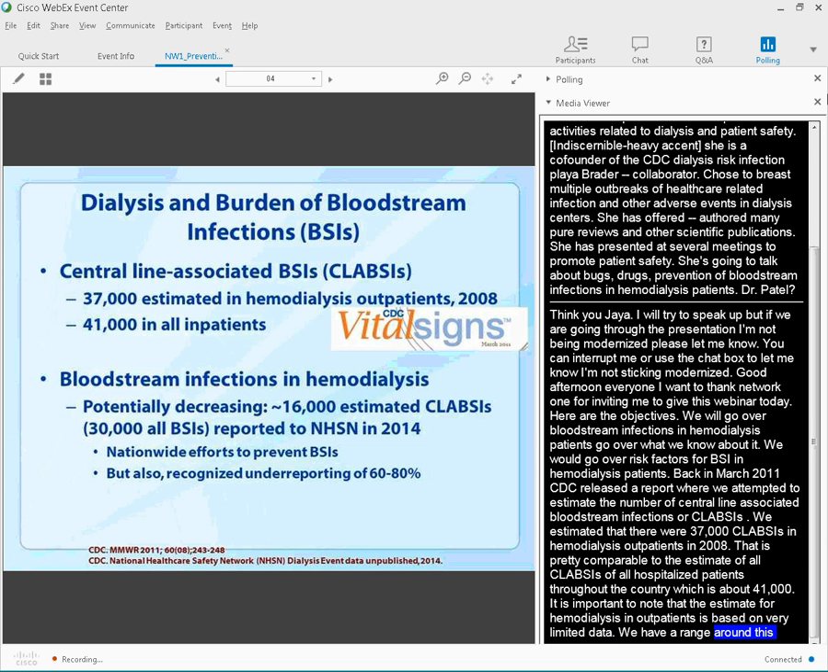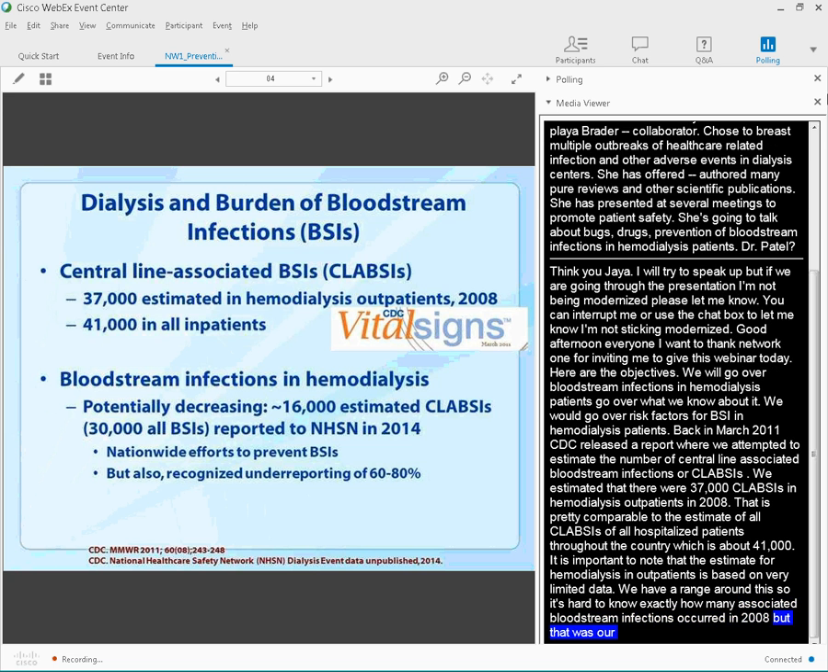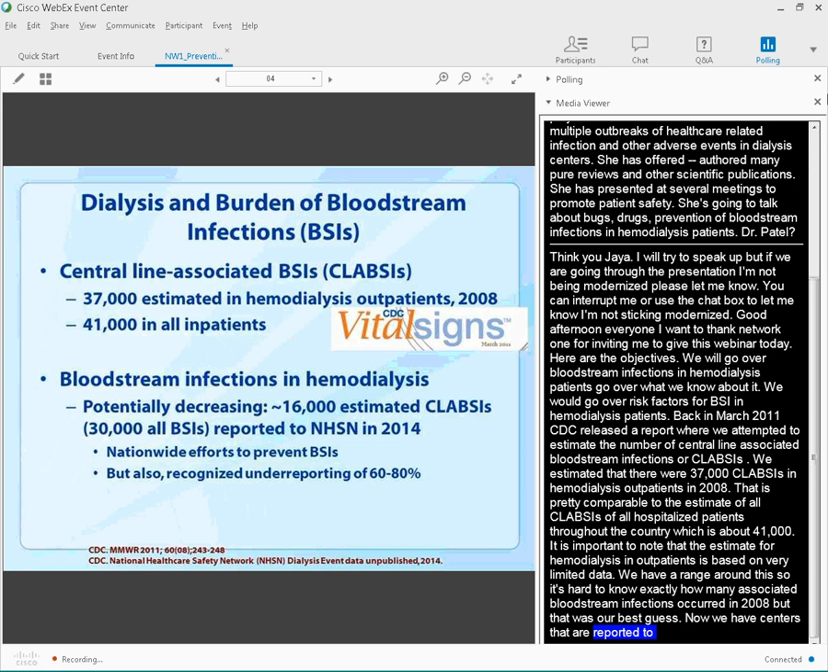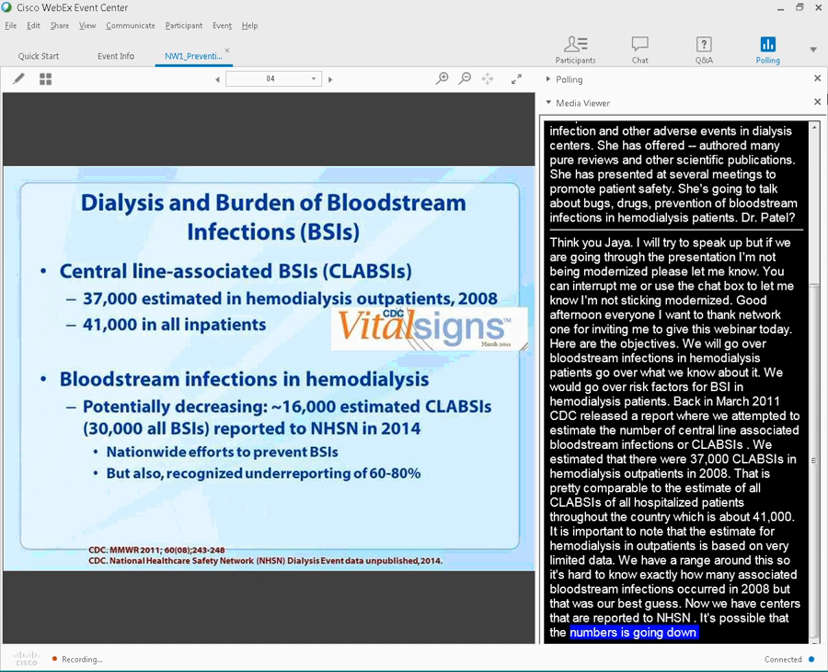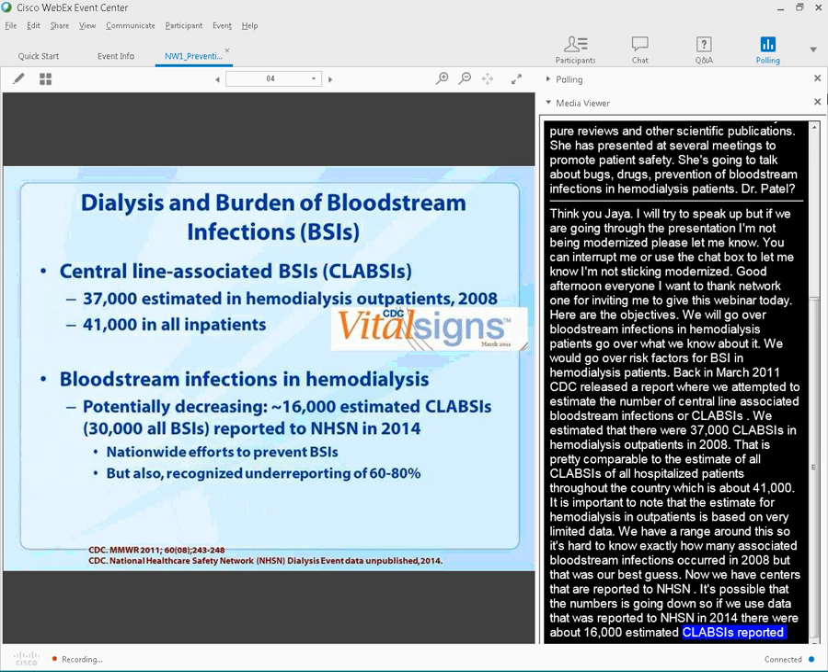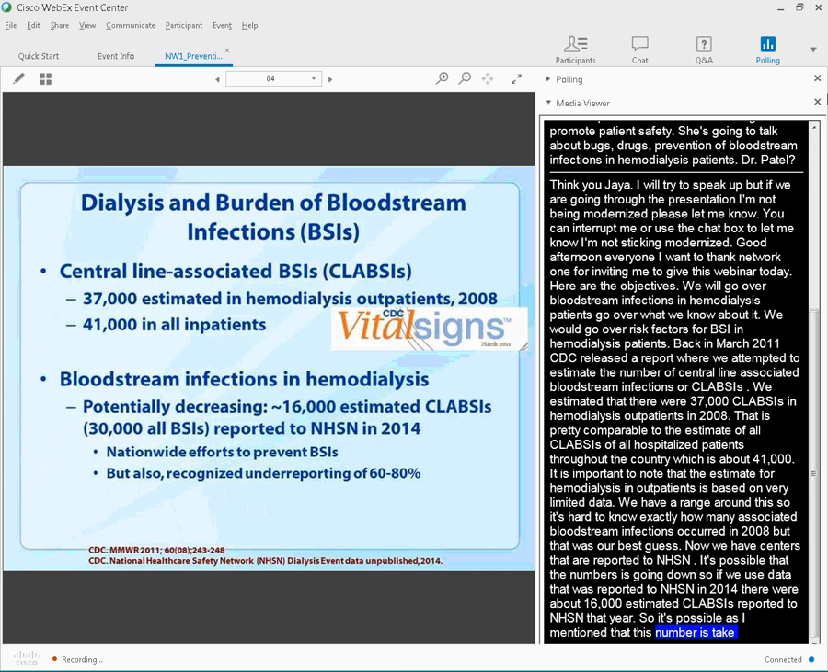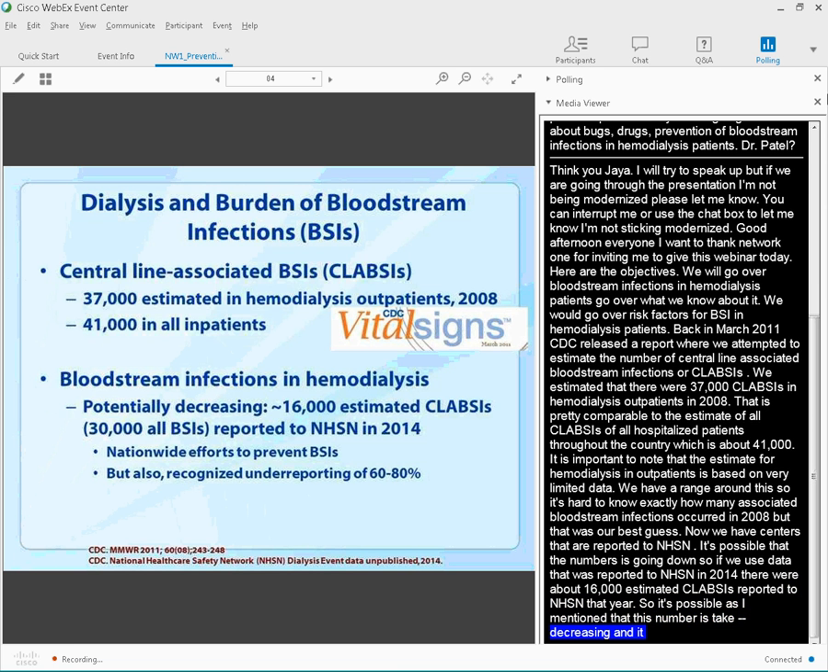Now we have dialysis centers that are all reporting to NHSN, and so we have a little bit more data. Unfortunately, we have some limitations to that data. So it's possible that the numbers of central line associated bloodstream infections in dialysis patients is going down. So if we use data that was reported to NHSN in 2014, there were about 16,000 estimated CLABSIs reported to NHSN that year. So it's possible, as I mentioned, that this number is decreasing, and it makes sense because there's been national efforts to prevent bloodstream infections in dialysis centers through the ESRD networks and through other initiatives.